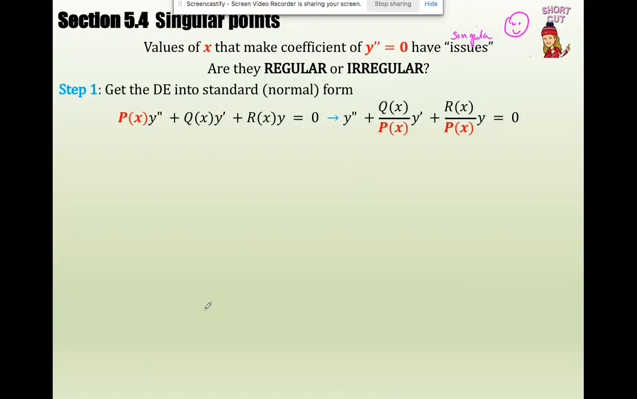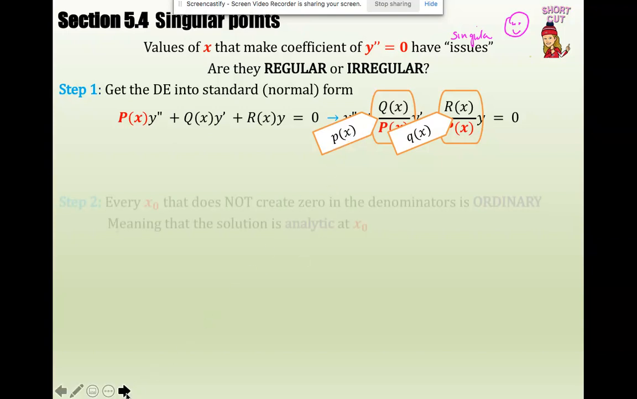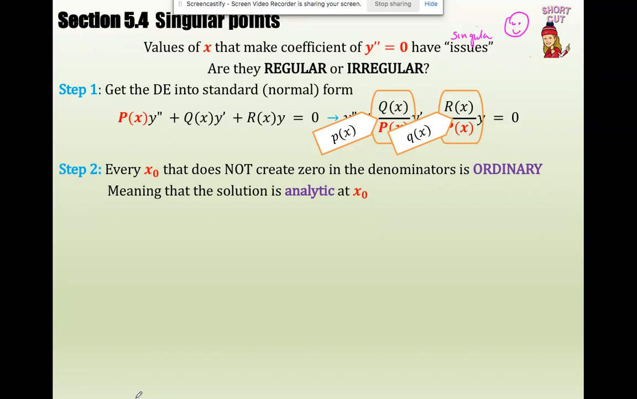Our steps are just like before. Get it into standard, sometimes called normal form. There's the two ratios, the one in front of y prime, the one in front of y. Some will call this P of x and Q of x. Again, I think your book does. Remember, every other x is an ordinary point and means the solution is analytic. Everything's nice. I can use my Taylor series, right, and then construct a power series solution around that x sub 0.